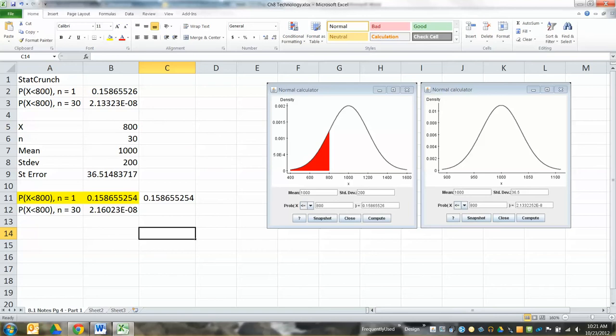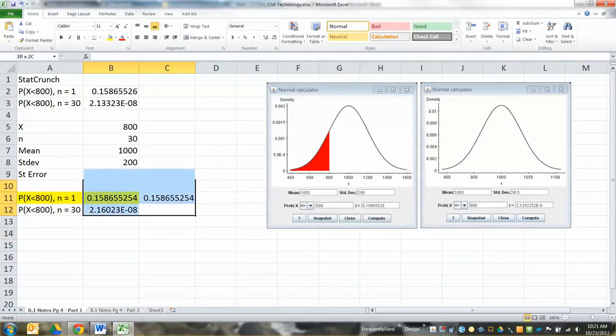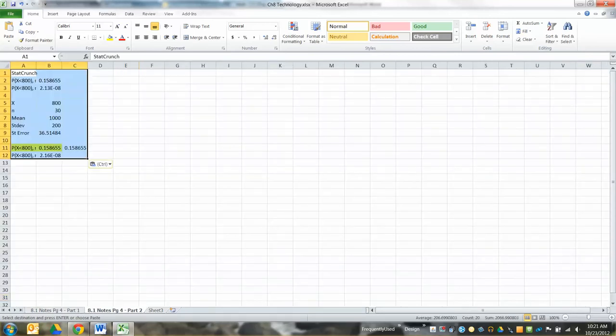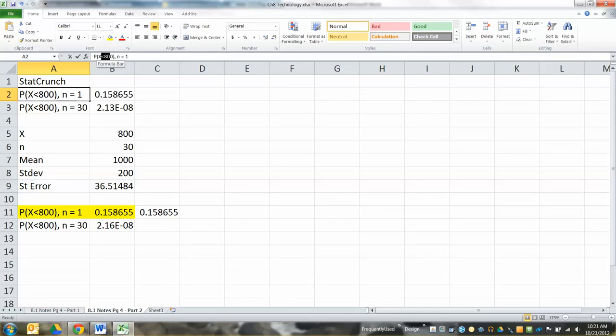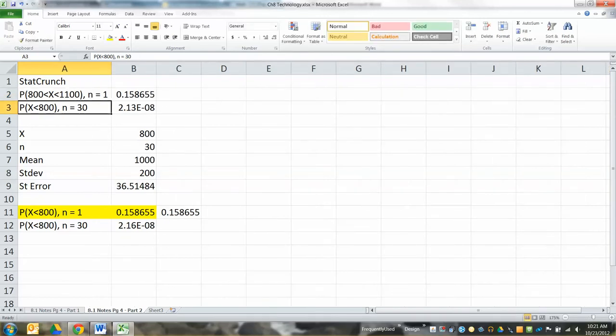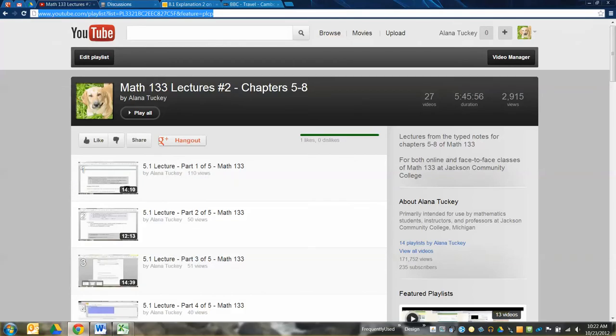So I guess I will make it its own sheet. So 8.1 notes, page 4, part 2. Okay. As a matter of fact, I'm going to copy and paste a lot of what I did over here because I'm just going to tweak it. So I want 800 to be less than x to be less than 1100. Now, if you recall, these are actually the harder things to do with both StatCrunch and Excel. This is more tricky. The between ones are the worst, especially with StatCrunch, actually. Excel is a little bit more sensible, but let's go do it.